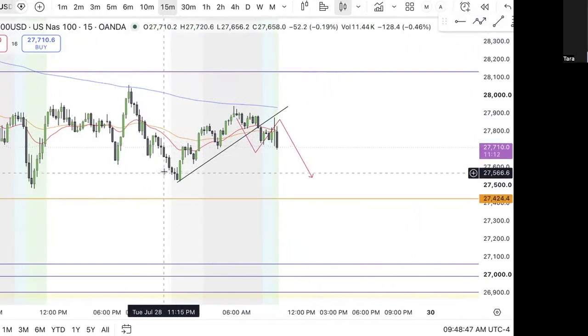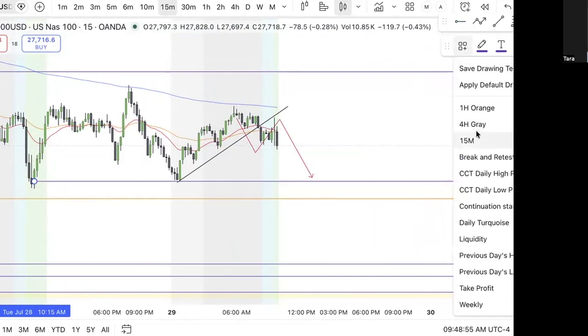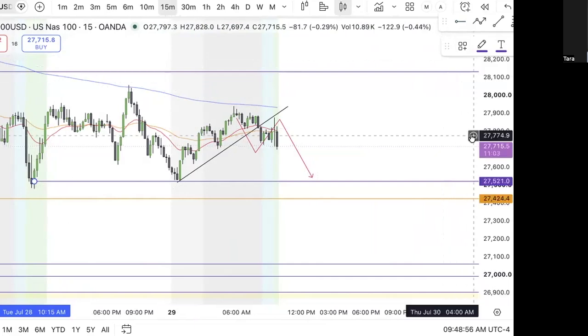Okay, and we're also looking left, and we're noticing that there is some support here. So we'll go ahead and draw our 15-minute support line.